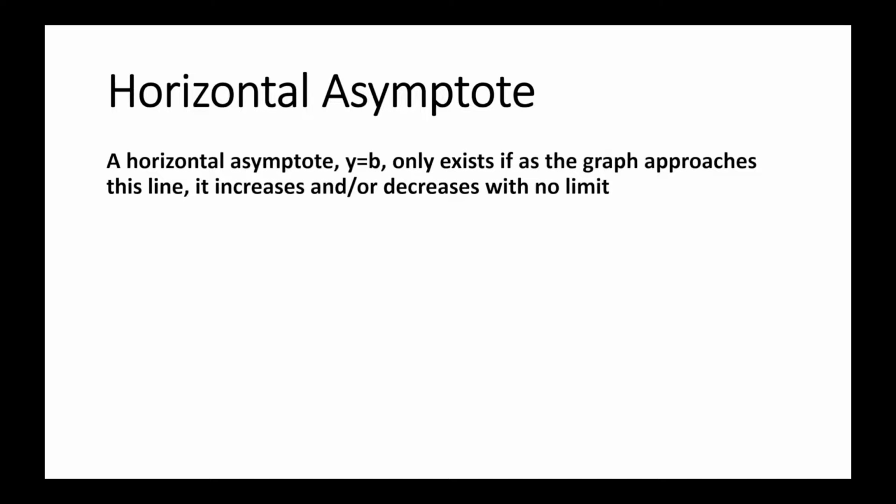Now let's look more into horizontal asymptotes. What are they? Horizontal asymptotes can be represented by the line y equals b, where b is equal to some number. And this only exists if, as we mentioned before, as the graph approaches this line, the graph increases, decreases, or does a bit of both. This can apply to both sides of the graph, both curves, or only one side. And there are no limits, no bounds.